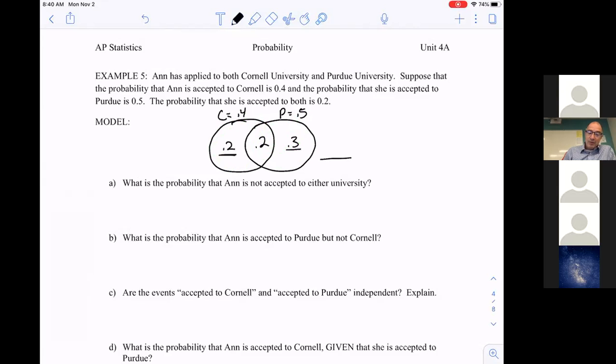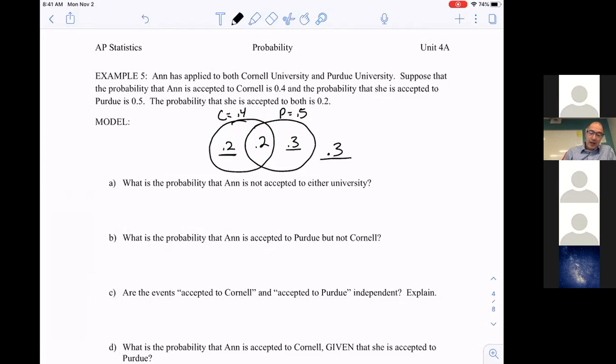And lastly, we have the part where she got rejected by both universities. If I add the interior together, 0.2, 0.2, and 0.3, that gives me 0.7. Or you could just add the 0.4, this circle, with 0.3, and we get 0.7. Or if we added those two numbers, we also get 0.7. So you can add three numbers or two numbers, whatever works for you. So that's 70%, which means there has to be 30% outside the circle, which means Anne is not accepted to either.